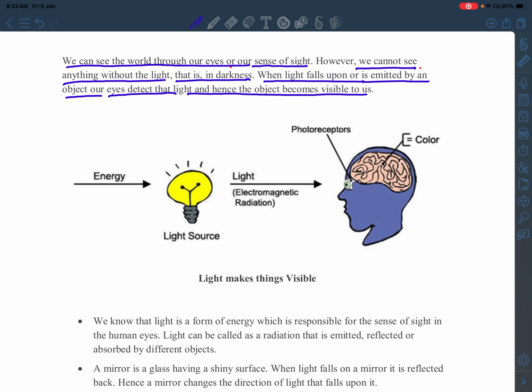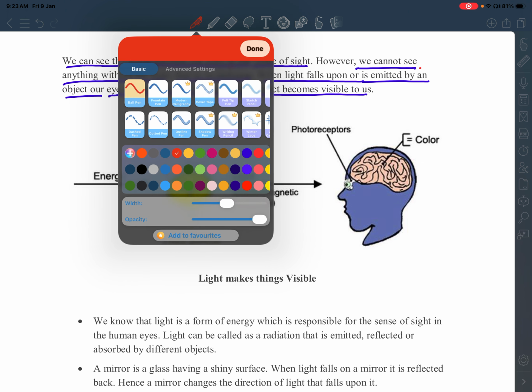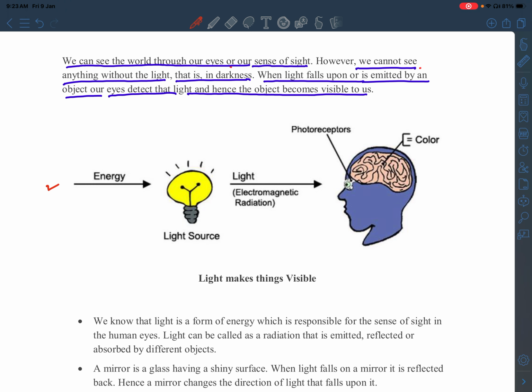visible to us. Here you can see the light in the form of energy that propagates, that is stored in an object, and this object emits the light. This is called a luminous object. Luminous objects are those objects which emit light of their own.